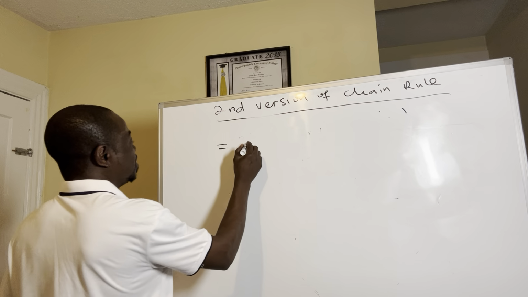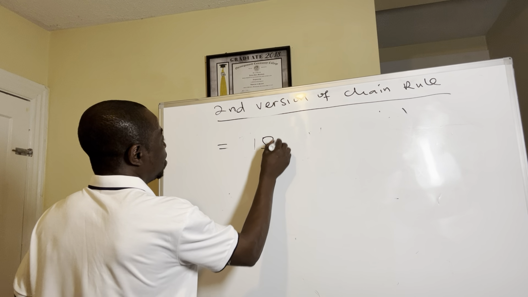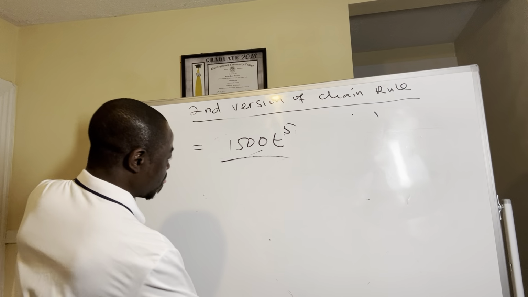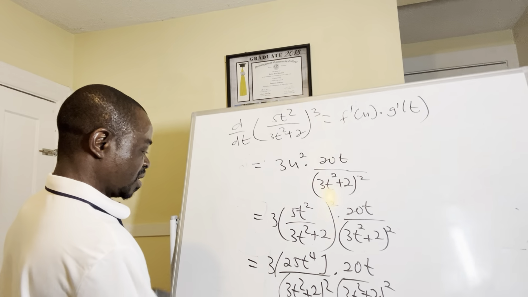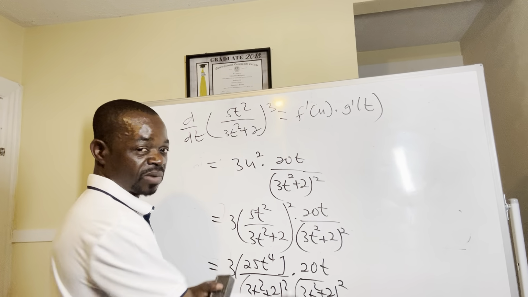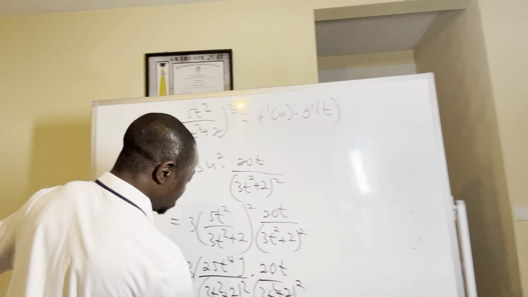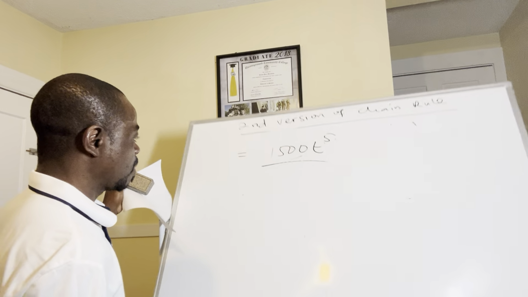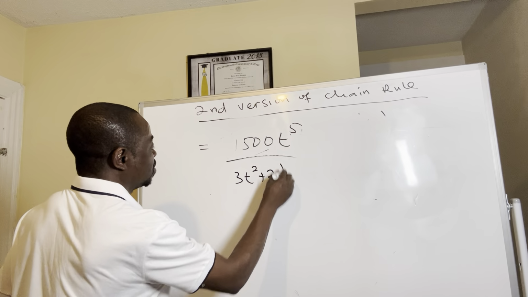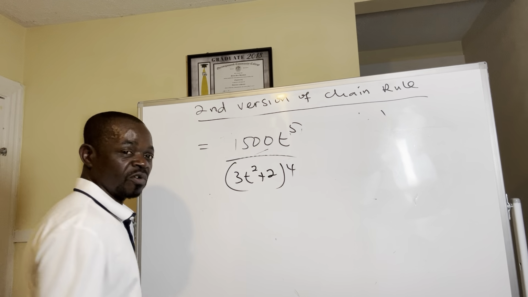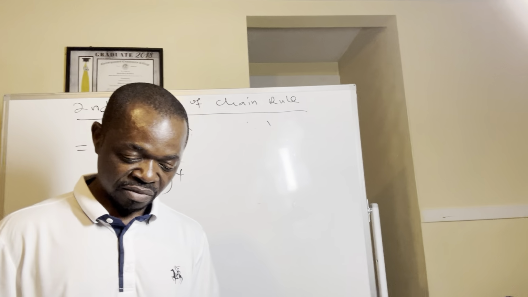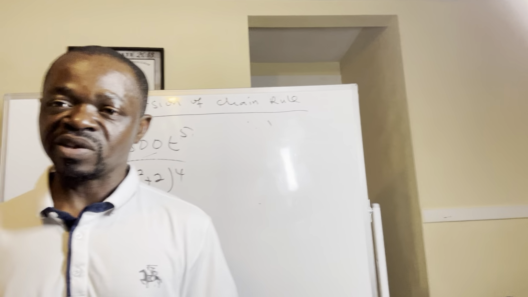So this is going to give us 1500t to the power 5, and all over 3t squared plus 2 all raised to the power 2 multiplied by the same thing. So the same thing as 3t squared plus 2, all raised to the power 4. So that gives us our final answer.